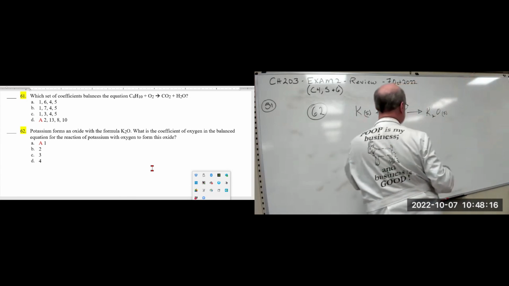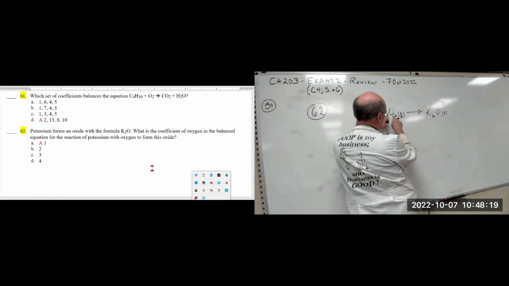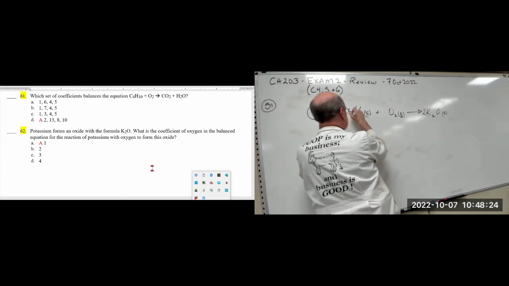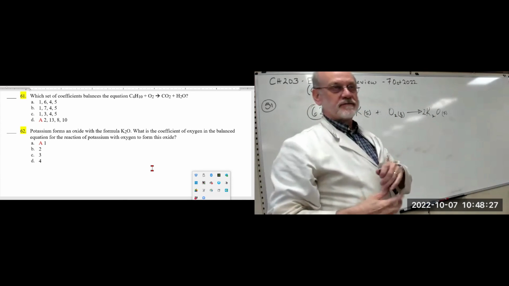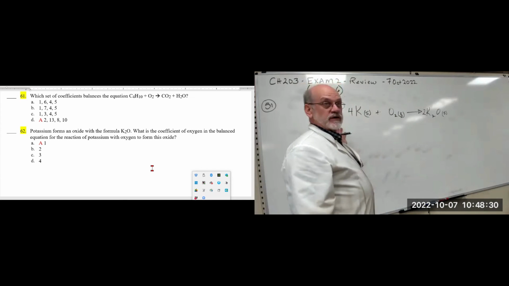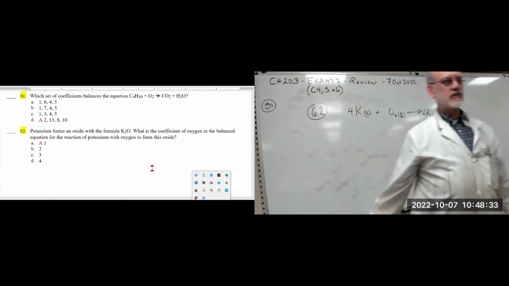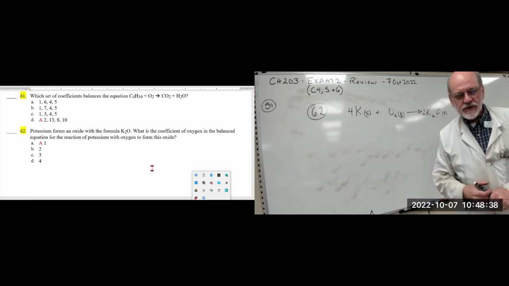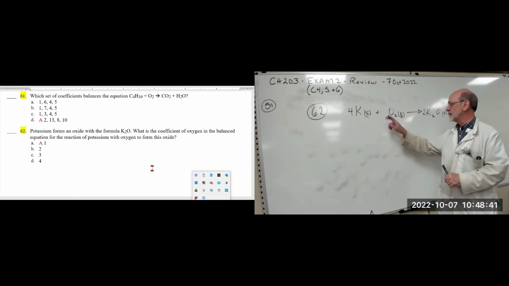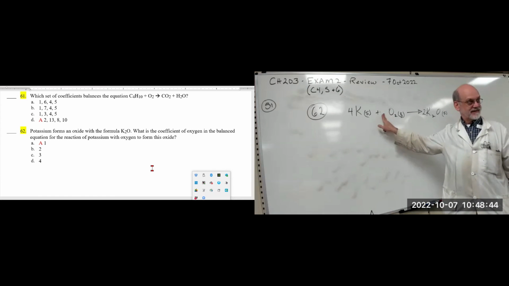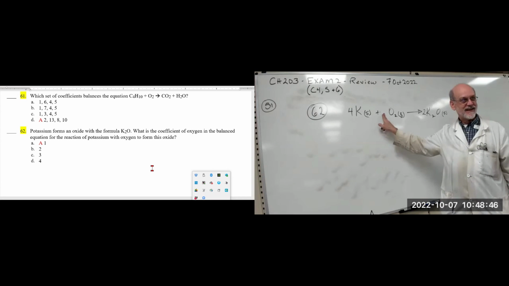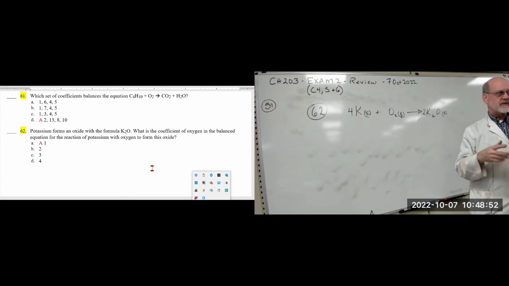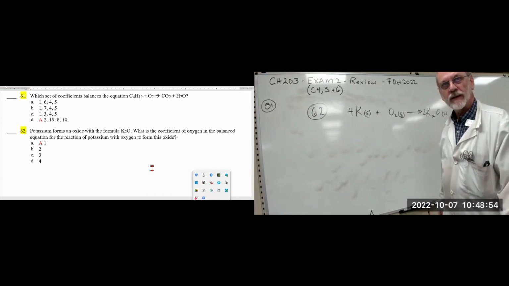We got 2 elements on this side, so it should be fairly easy. We got 2 oxygens here. That gives us 2 oxygens. Now we have 4 potassiums. That's balanced. If you're more comfortable doing the budget, that's fine. It's very easy. Okay, now what's the coefficient of oxygen in the balanced equation? 1. Not 0. It's 1. If you've got it there, it's got to be at least 1. We just never write 1. Okay?